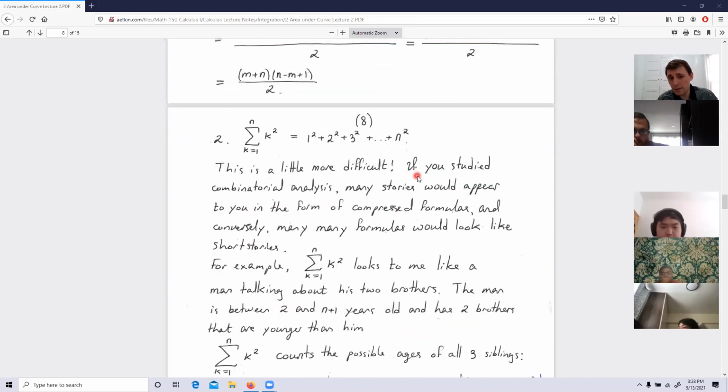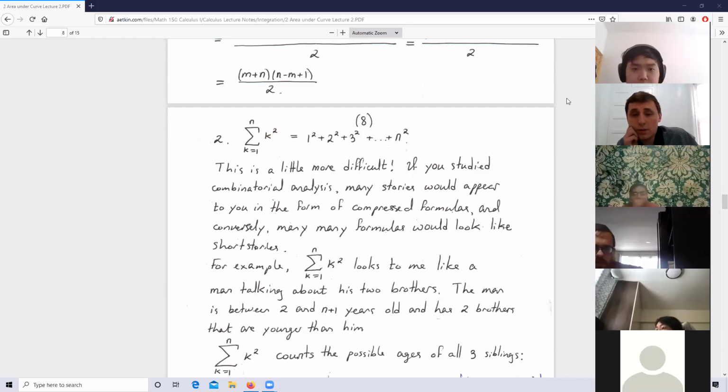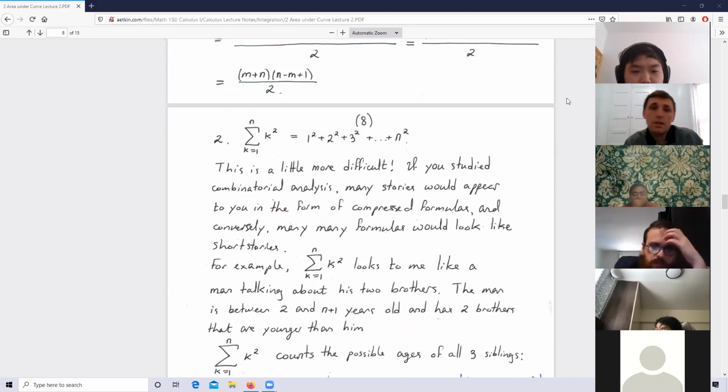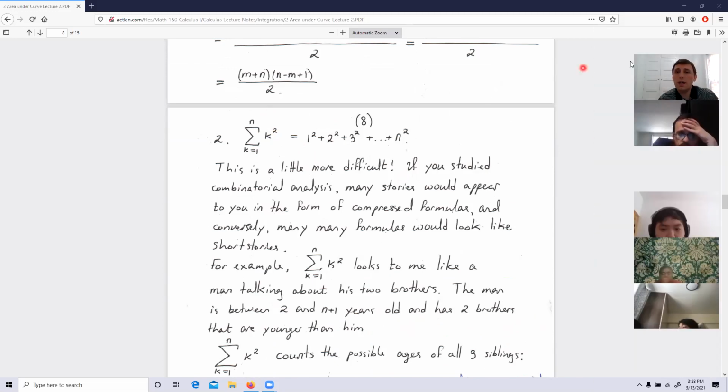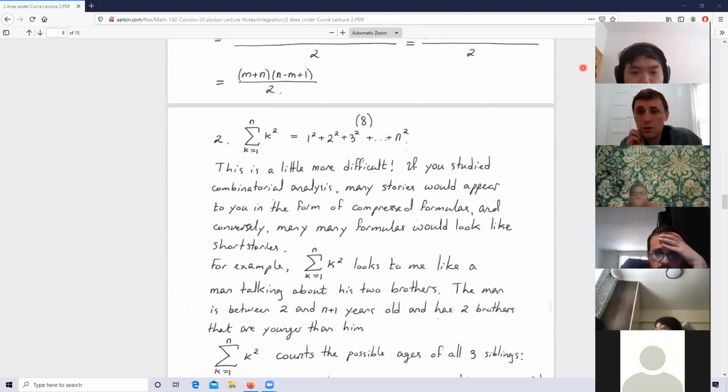It's very amazing with combinatorics, because what it means, guys, is that I might have 2 brothers that are younger than me. And my age is not known. My age could be very young, it could be very old. It's like a riddle, right? So how many possibilities for the age? So my age, I mean, I am at least 2 years old, and at most n plus 1 years old, and I have younger brothers.